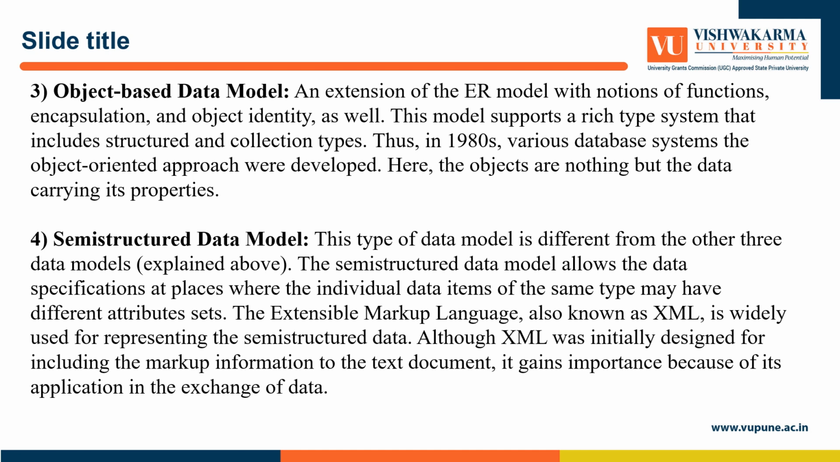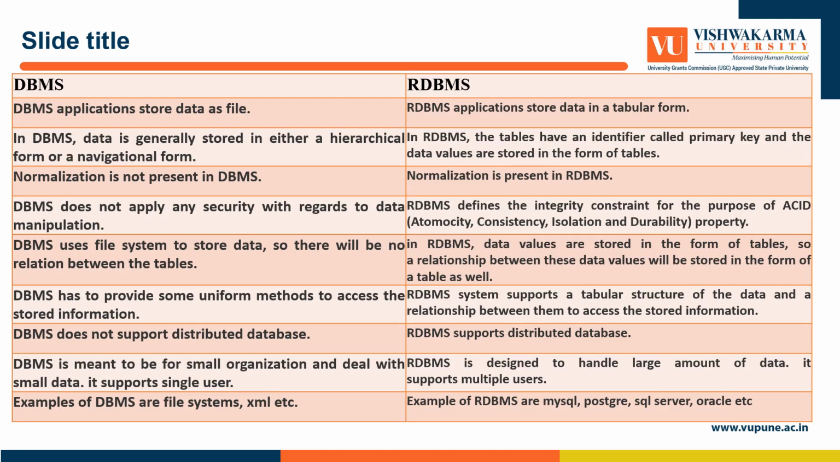So here we end with the types of data models. The next topic is the difference between DBMS and RDBMS. DBMS means database management system and RDBMS means relational database management system. Here, applications are stored as files in DBMS, and in RDBMS, applications are stored in tabular form. In DBMS, generally data is in hierarchical form or navigational form, and in RDBMS, the tables have an identifier called a primary key, and the data values are stored in the form of tables.